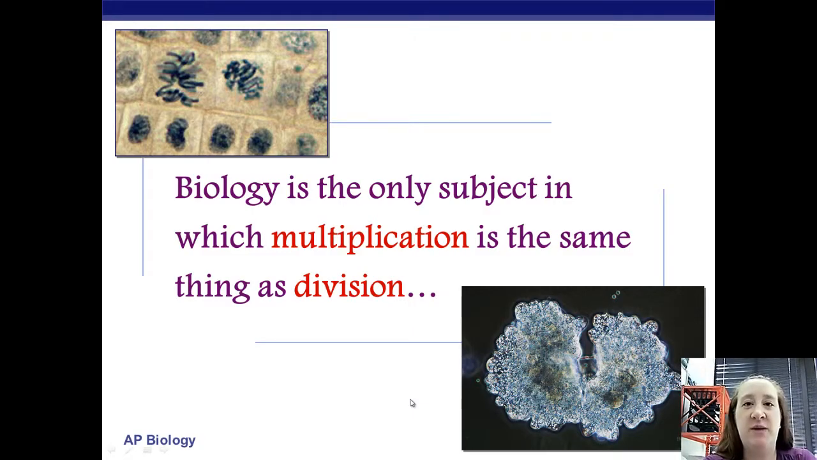Hi guys, today we're going to be talking about the cell cycle and mitosis, and let's start with a silly joke. Biology is the only subject in which multiplication is the same thing as division. Hopefully you get it. It's a little nerdy.